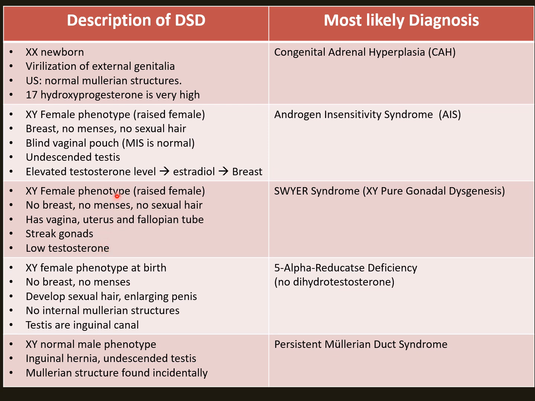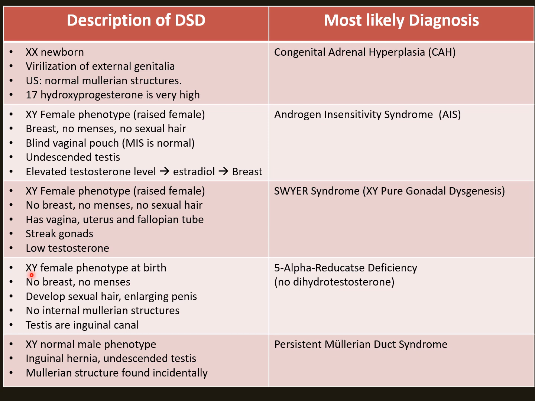So this is actually internally and externally female with no breast, no menses, no sexual hair, and is very easy to identify. So the difference here, the androgen insensitivity, they develop breast, they have blind vaginal pouch, and the Mullerian inhibiting substance is normal, so they do not develop female internal organs.